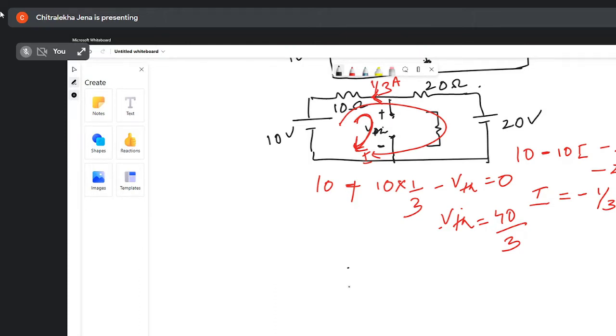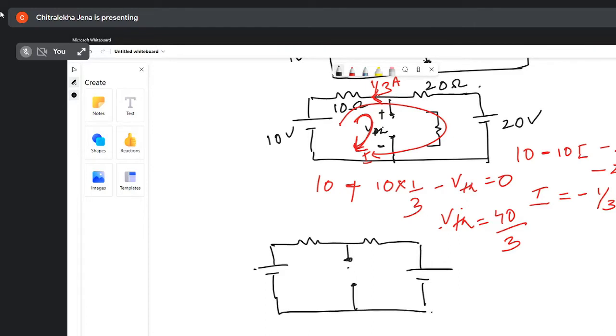Now what you will do next? You will find out the value of RThevenin. Find out the value of RThevenin. You will look from these two terminals and find the equivalent resistance.